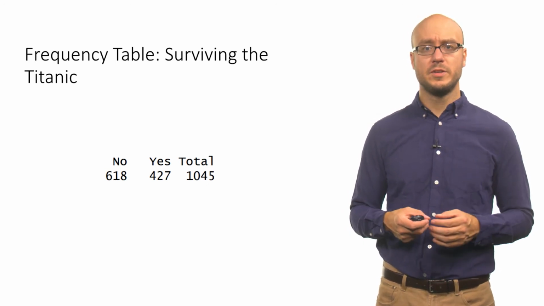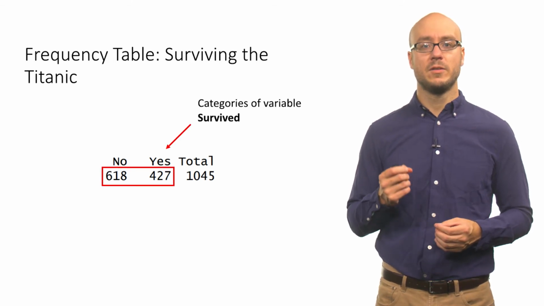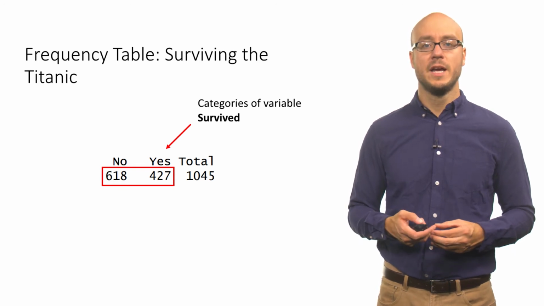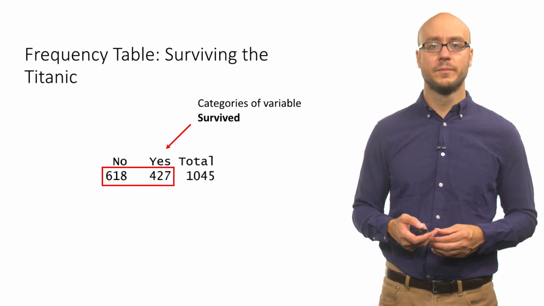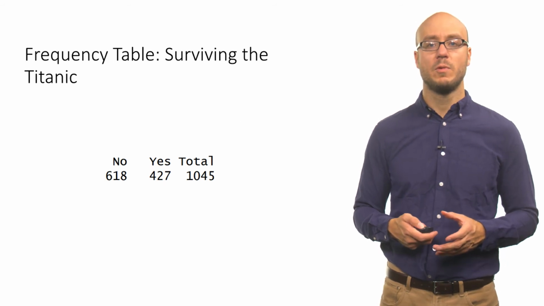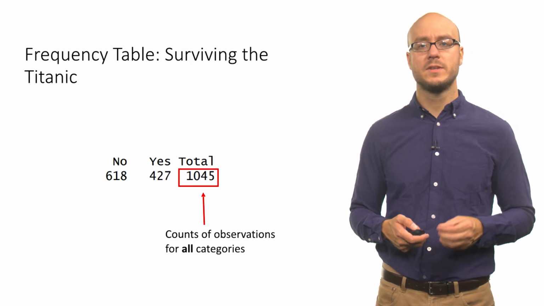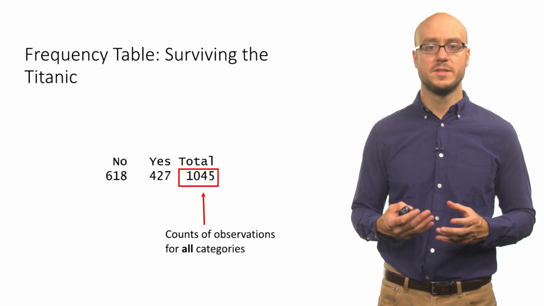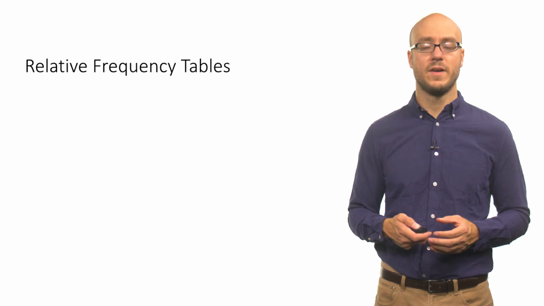Well, the easiest way to do this is just to create a table of counts. This is a table of counts right here. So we have these two categories of this variable survived. Survived is the name of the variable, and you can see we have no and yes. So we have 618 people who did not survive and 427 people who did survive. And then we have that total. So we have these counts, and then we have these counts of observations for all categories. So you can see that the total size of the data set, the number of observations, is 1,045.